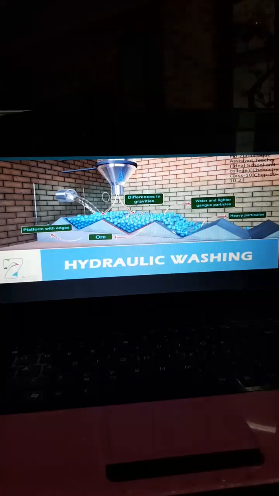So my dear students, perhaps you have understood the hydraulic wash. Nothing else. Just pour some water on the ore, then the heavier ore will remain together and the lighter ores will wash away. Okay, then you have to collect your ores to extract the specific metals.